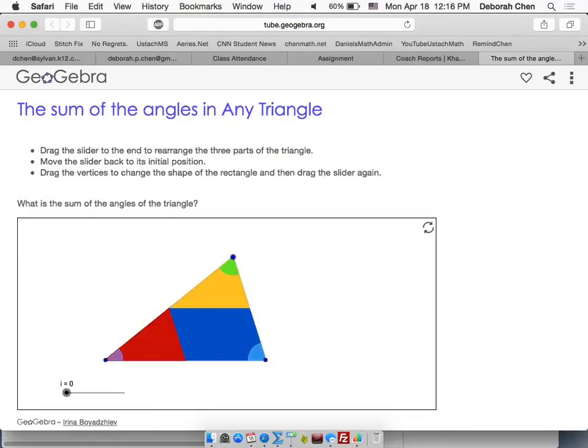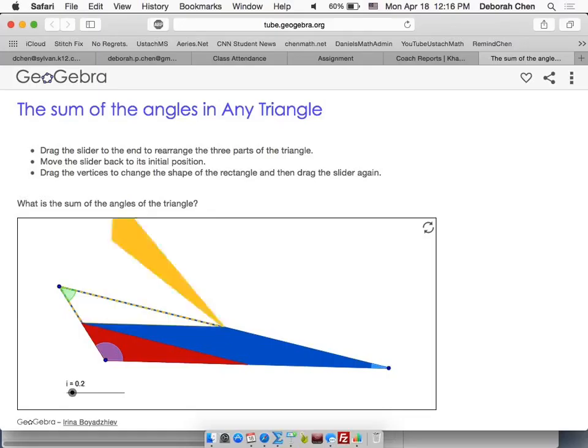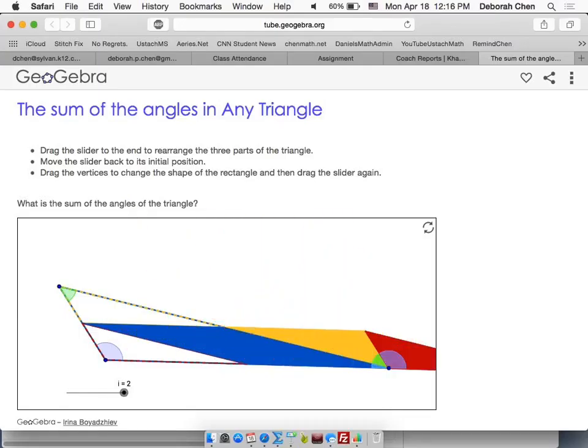If I make that into a different triangle, let's make it slanted this way, make it really long. I'm going to do the same thing. I'm going to put all the corners together, and it still makes a straight line, 180 degrees here.